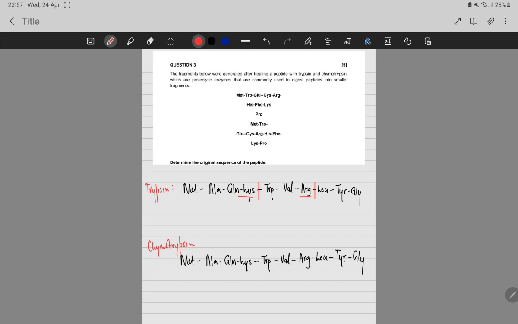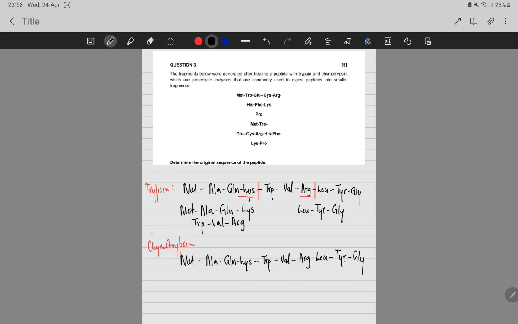So what this is going to do, it is going to generate 3 different fragments for you. So you will be left with methionine, alanine, glutamine, lysine. You are also going to have tryptophan, valine, arginine, and the last one is going to be leucine, tyrosine, and then glycine. So these are the 3 different fragments that are going to be generated due to the trypsin.